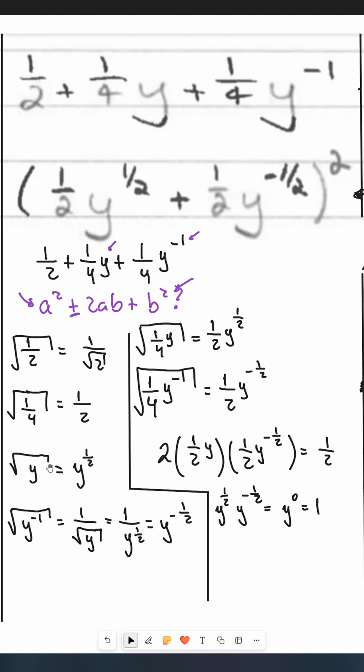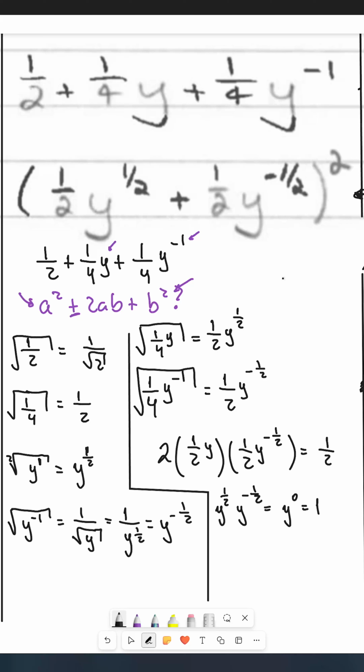However, the next one is kind of tricky because whenever students see the square root of y, it's like, well, what can I do with it? Because I have y to the 1 power. So how do I square root that? Well, whenever you're square rooting, and this is important, this works only for squares, you just have to divide your exponent by 2, right? So we just have to grab that one and divide it by 2.